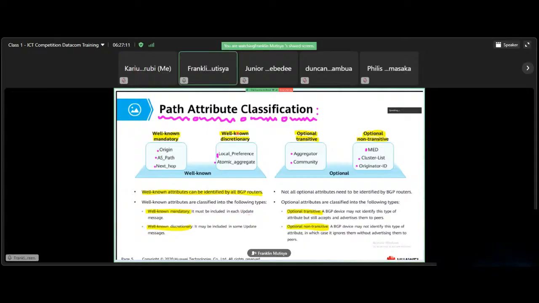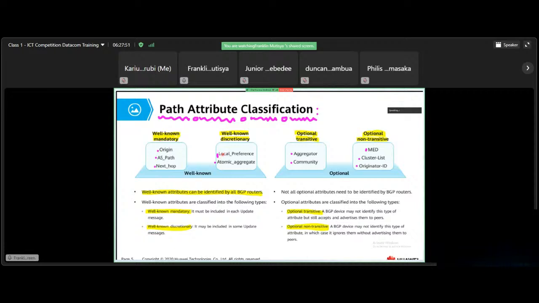And we have well-known discretionary, which means that it may be included in some update messages and in others it may not be included. So for well-known mandatory attributes, we have origin, which indicates the origin of packets or the origin of routes. And we have the AS path, which defines the path packets will take to certain destinations of our BGP network. Then we have next hop. So these three are well-known mandatory attributes.